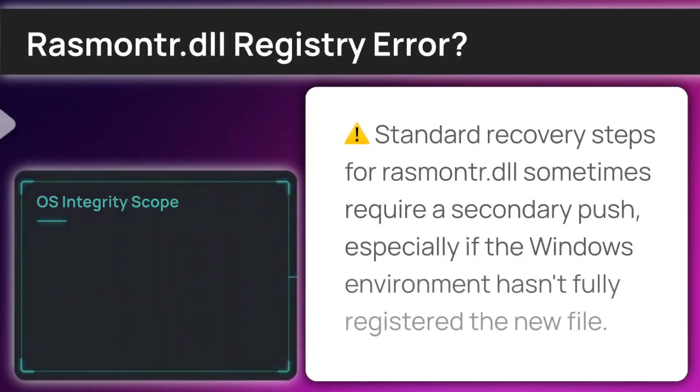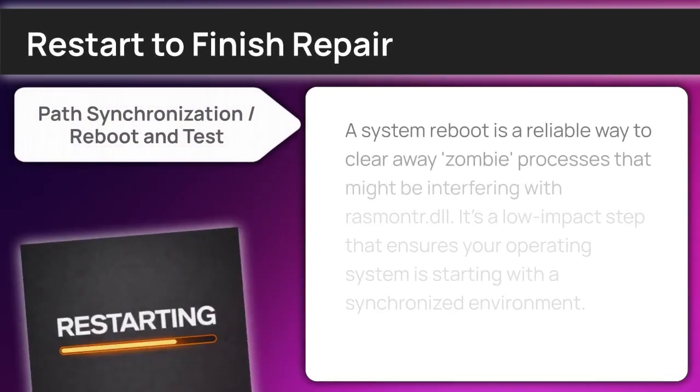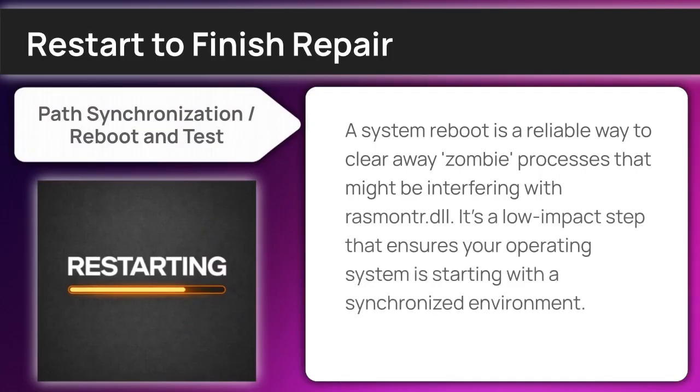Should the reinstallation fall short, the next step in our protocol is to validate the integrity of your system's startup environment. A quick reboot can determine if the error is transient. While it won't fix a deleted file, it can re-establish the connection between your software and the Rasmontr library file if the path was temporarily busy.